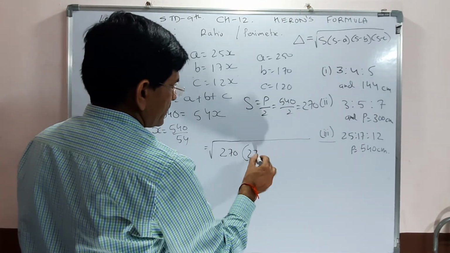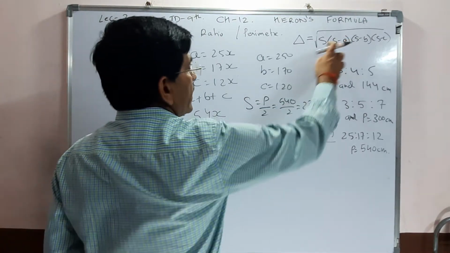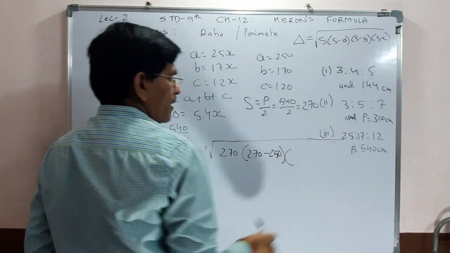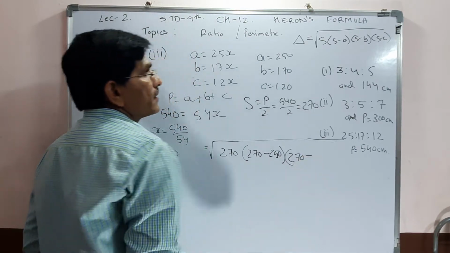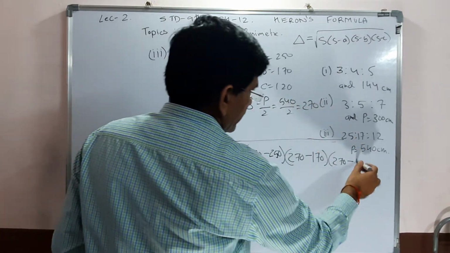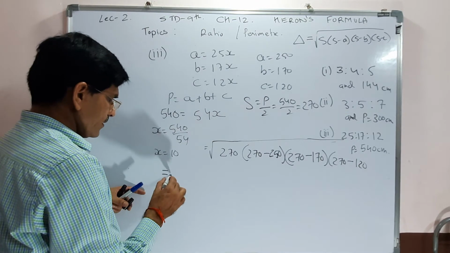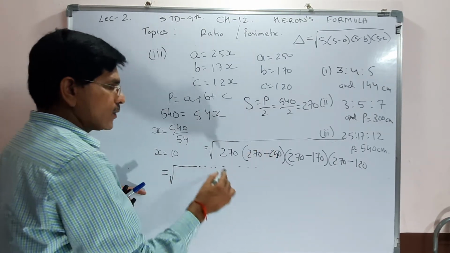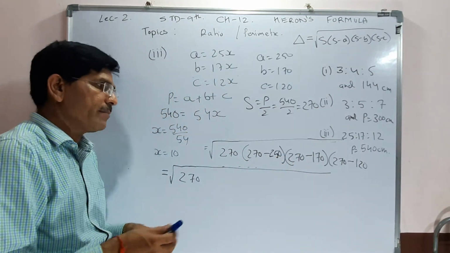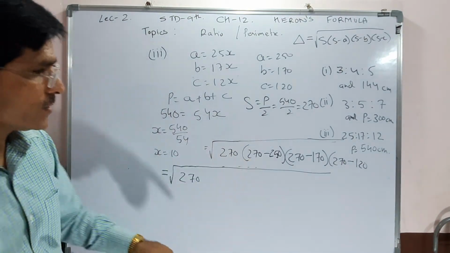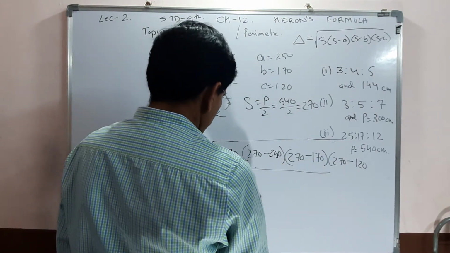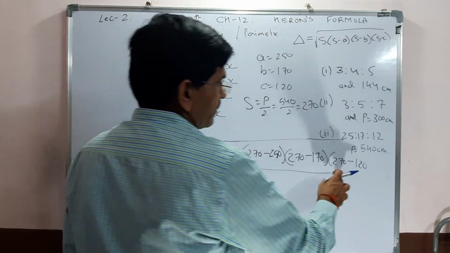Now s minus a, that is 270 minus a, where a is equal to 250. Again second, that is 270 minus 170, and 270 minus 120. Now 270 as it is I have to write. Now subtract yourself: 270 minus 250 is 20. 270 minus 170 is 100. 270 minus 120 is 150.